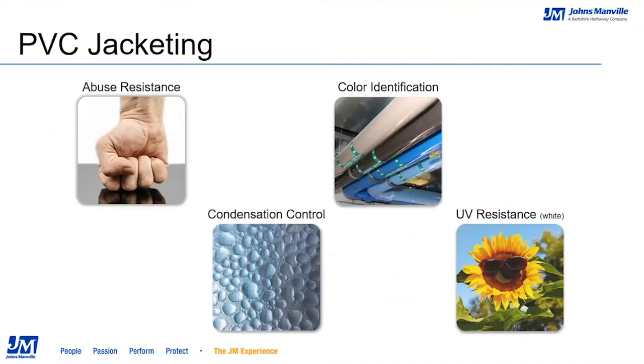PVC offers a variety of benefits. A primary one is abuse resistance. PVC contributes to extending the life of insulation systems, as its rigidity protects the underlying insulation from wear and tear. Additionally, as we offer PVC in 13 colors plus white, it's a great way to differentiate systems such as hot and cold. Our white PVC features UV resistance. So for outdoor application, we would recommend using our 300 series white PVC products.